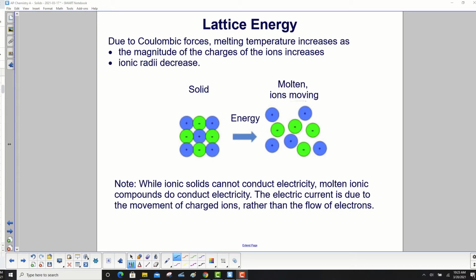Due to Coulombic forces, the melting temperature increases as the magnitude of the charges of the ions increases and/or the ionic radii decrease. Note, while ionic solids cannot conduct electricity, molten ionic compounds do conduct electricity. The electric current is due to the movement of charged ions rather than the flow of electrons. And here's the energy that was put into the system to break the ionic bonds.